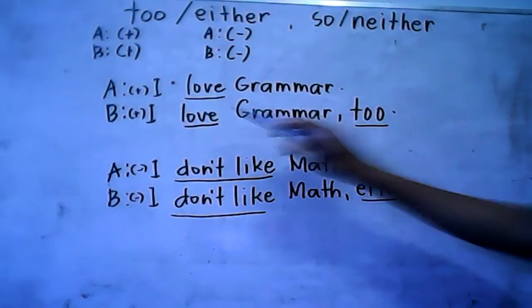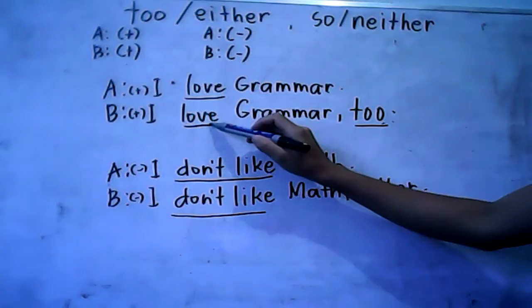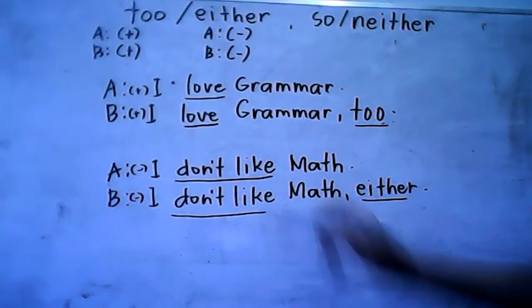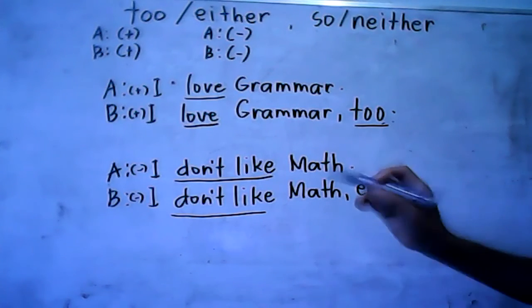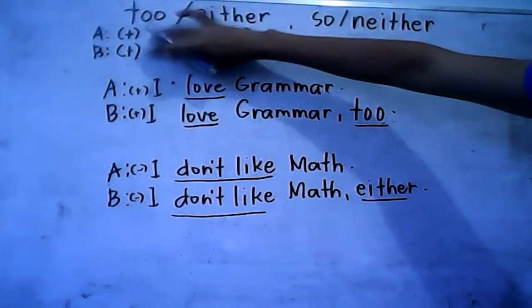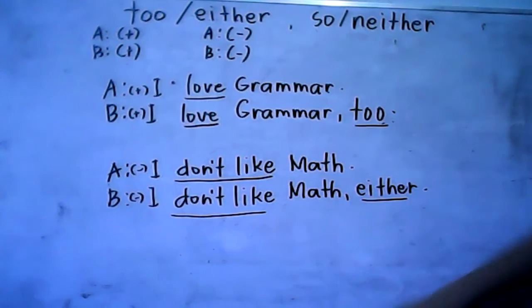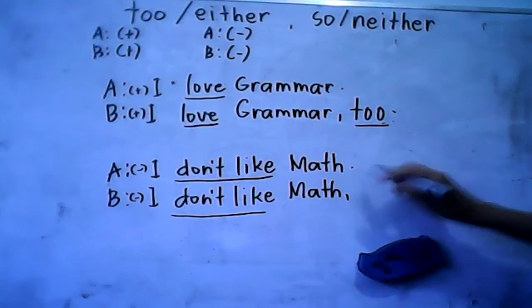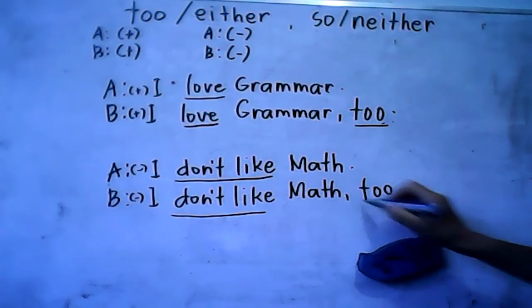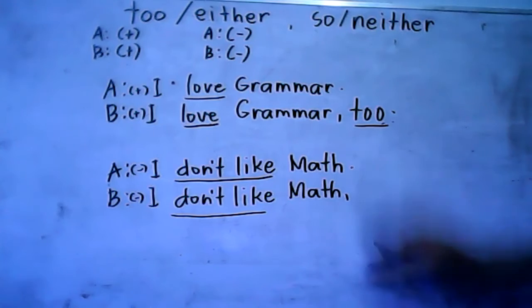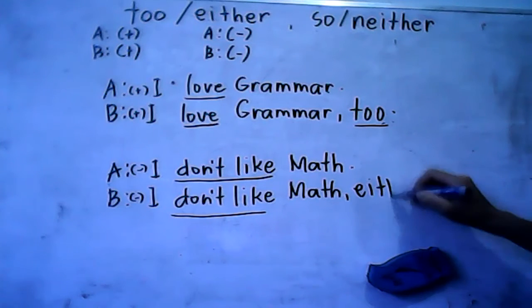Alright? I love grammar. I love grammar too. We use too because it's positive. I don't like math. I don't like math either. We use either because it's negative. So the things that you have to remember, they should be the same. Positive and positive. Negative and negative. In this case, you cannot say, I don't like math too. You cannot use too. Why? Because your verb is negative. So if your verb is negative, you have to use either.